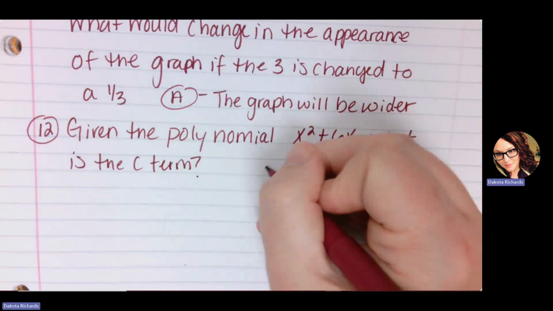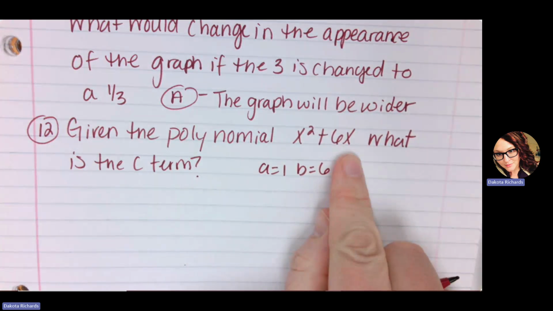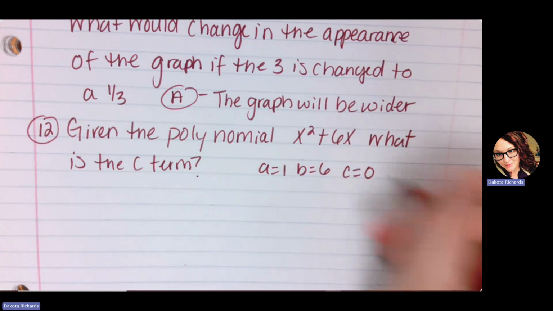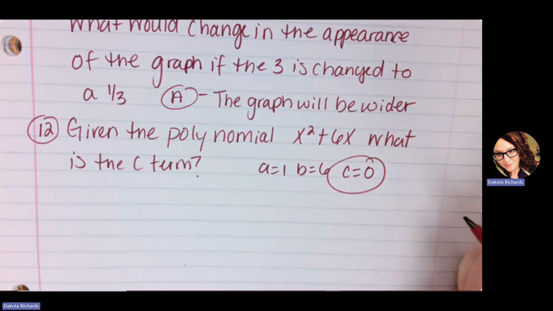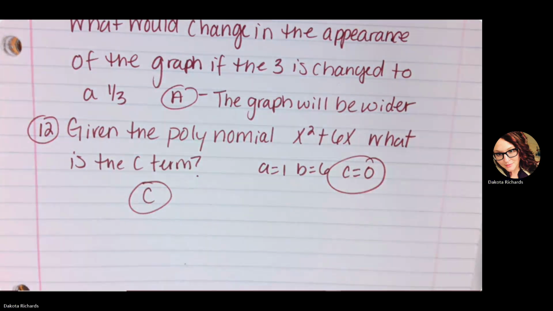Well, A is 1, B is 6. If you don't see a C, if you don't see a constant, C is just 0, and that's your answer. So number 12, the answer was answer choice C. Number 13.